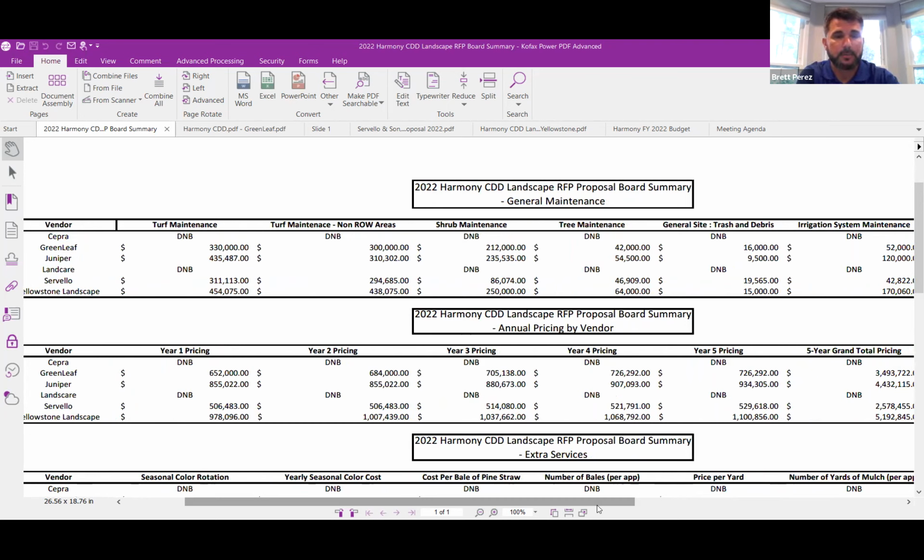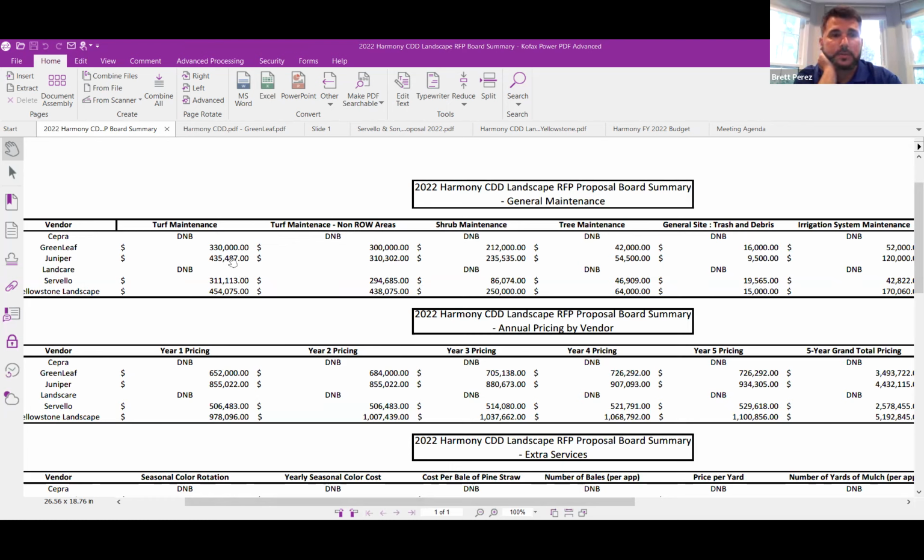Landcare is in a little bit of a labor crunch, and Seapra explained that they've recently gone through a pretty significant growth spurt and are trying to grow smart, just collecting new work. And I can understand that. So what we can dive into, and I can answer questions, is basically the top box where it breaks it down: turf maintenance, non right of way, shrub maintenance, tree maintenance, all that stuff.